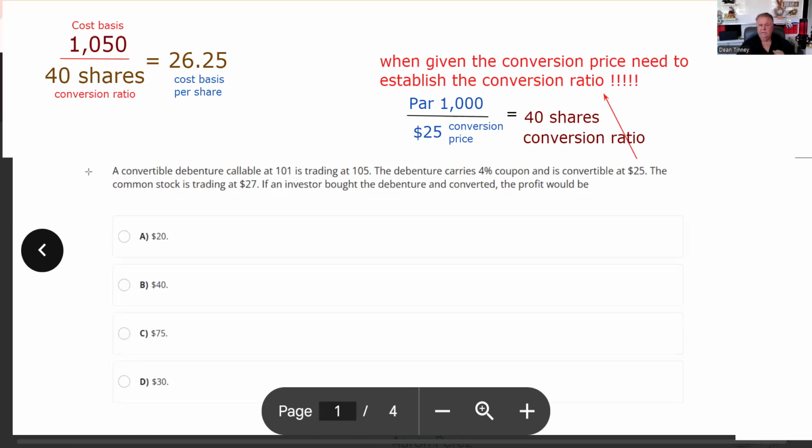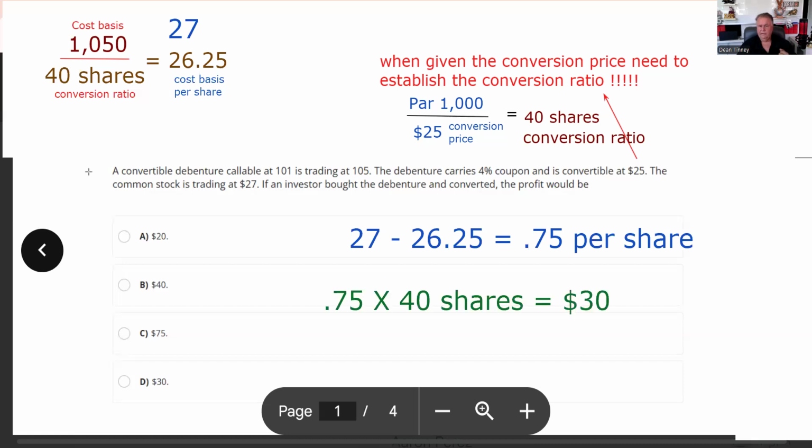It tells me that the stock is 27. So if I convert, by the way, that's parity of the common, and good news for me. When I convert, 26.25, 27. Woohoo! So I'm up 75 cents a share. I'm up 75 cents per share on 40 shares. And so the answer is $30.